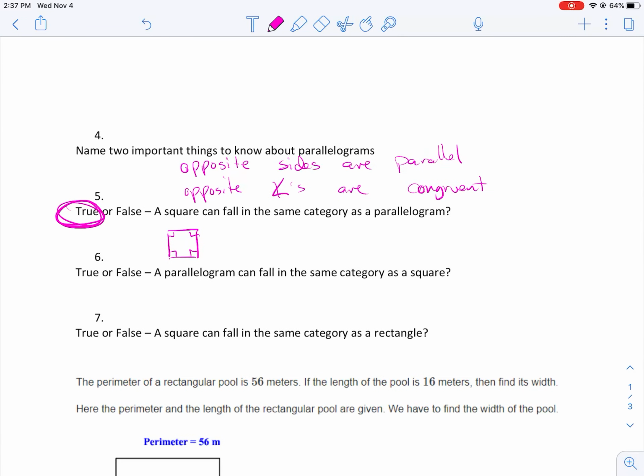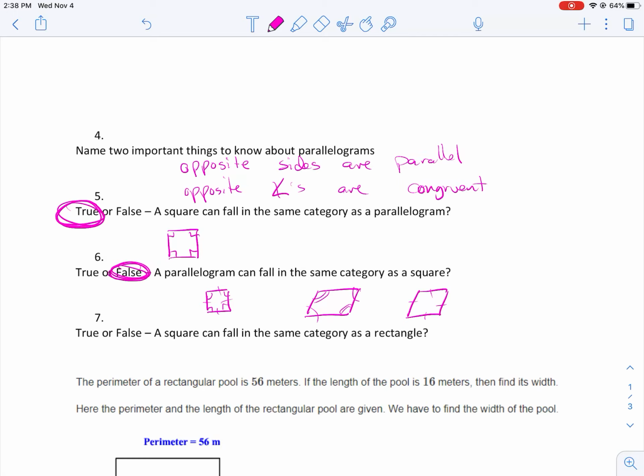Parallelogram can fall in the same category as a square. Well, that's false. Because to be a square, all sides are congruent, all sides are the same, and sometimes parallelograms don't fall in that category. Also, a square has all 90 degrees. So therefore, a parallelogram does not fall in the same category as a square because it does not have 90-degree angles. A rhombus is as close as you can get, being that all sides are congruent, but still not a square.